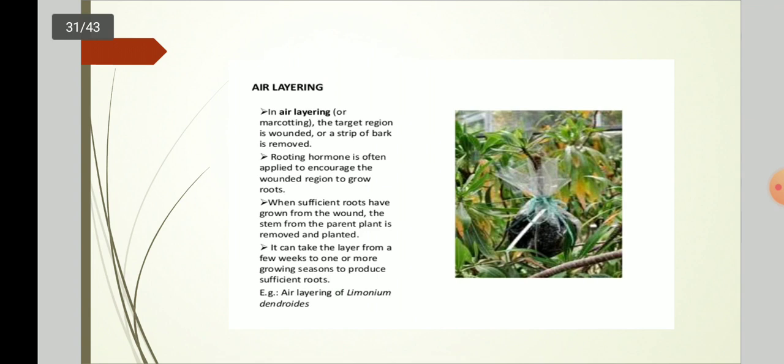Air layering, also called marcotting. The target region is wounded, or a strip of bark is removed. Rooting hormone is often applied to encourage the wounded region to grow roots. When sufficient roots have grown from the wound, the stem is removed from the parent plant and planted. It can take a layer from a few weeks to one or more growing seasons to produce sufficient roots.